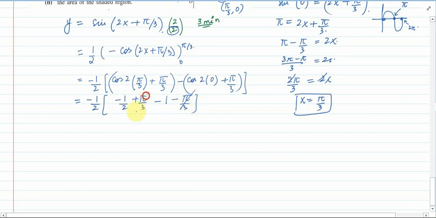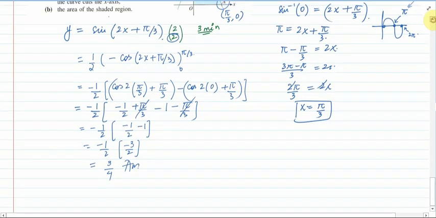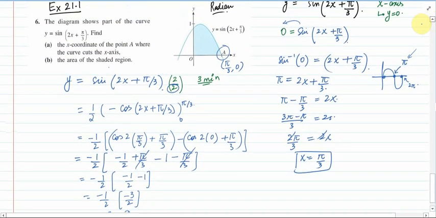So pi over 3 and pi over 3 cancel. It's minus 1 upon 2 outside the bracket. Inside the bracket we have minus 1 upon 2 minus 1. If you take LCM, you will get minus 3 over 2, and it's minus 1 over 2. So when you multiply, it will be 3 divided by 4. And that is your answer for the area part. In this question, the new thing that we have learned is how to use trigonometry to find the coordinates of a specific point, right?